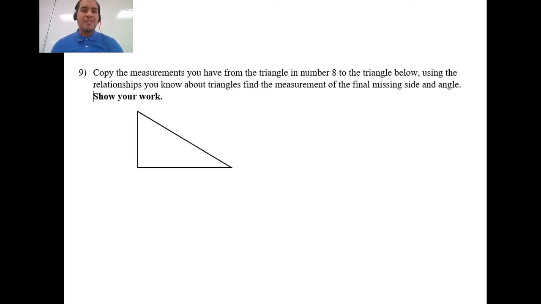So let's take a look at our last question here. We're going to copy the measurements from the triangle in number 8 to the triangle below, using the relationships you know about triangles, and find the measurement of the final missing side and the final missing angle. Let's check it out.